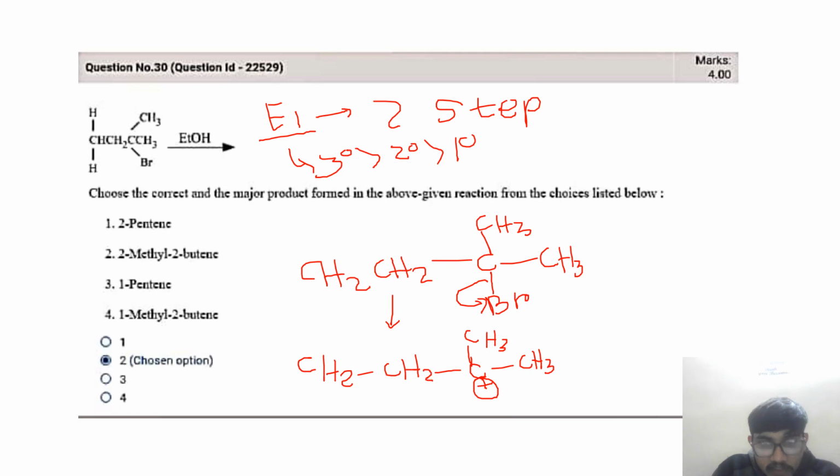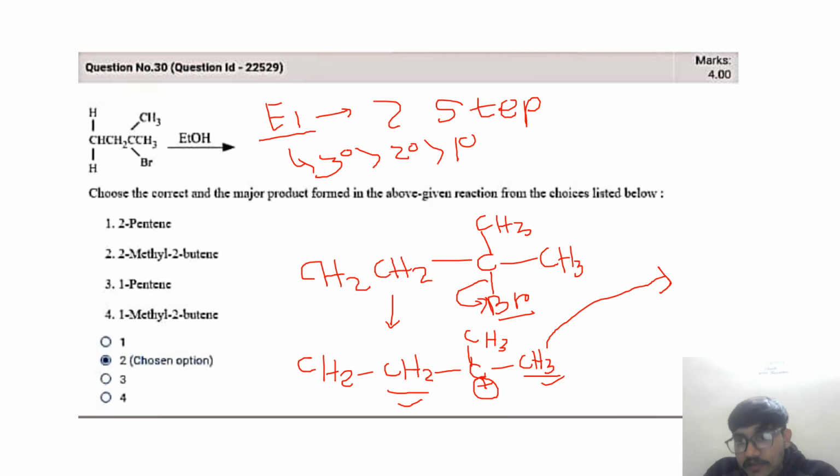Which is a 3-degree carbocation. Now what happens is that from the adjacent carbon, from here and also from here, it can remove the hydrogen. Because, as we know, it is a dehydrohalogenation reaction, right? So bromine is already removed. Now it is the turn of the hydrogen, so it can be removed from this side and from this side. Now there is a role of the Saytzeff rule.